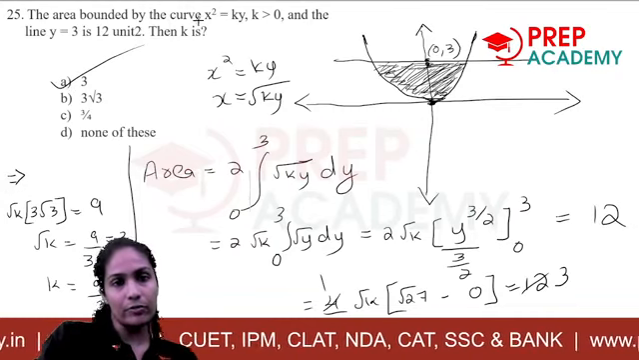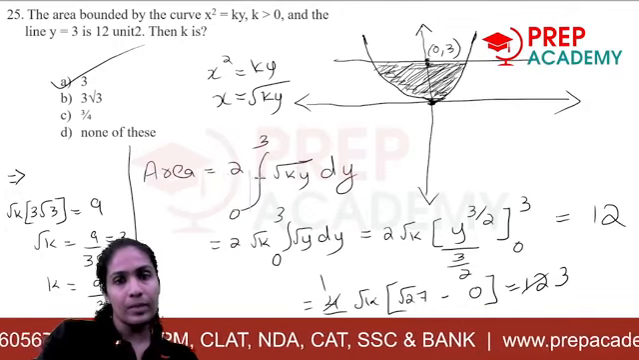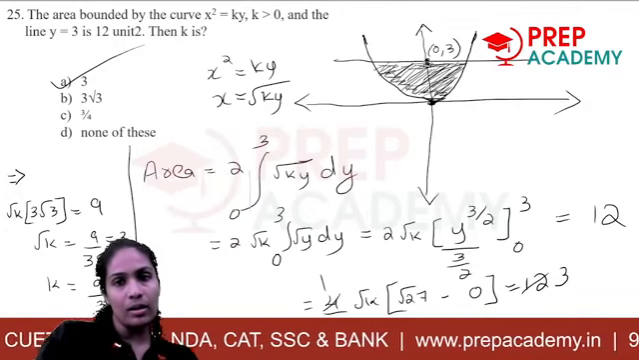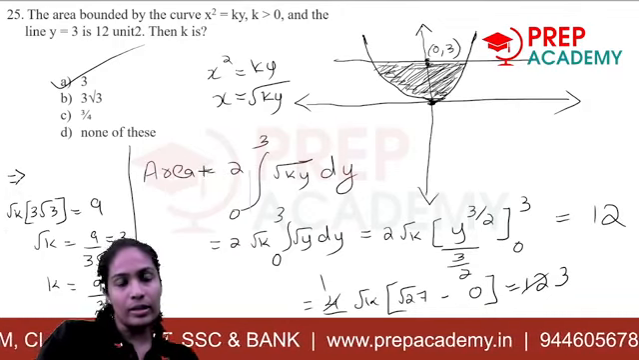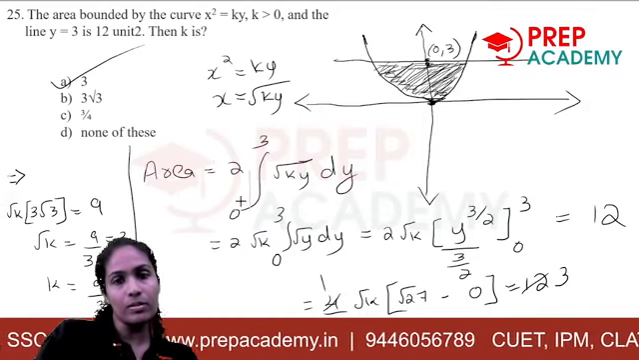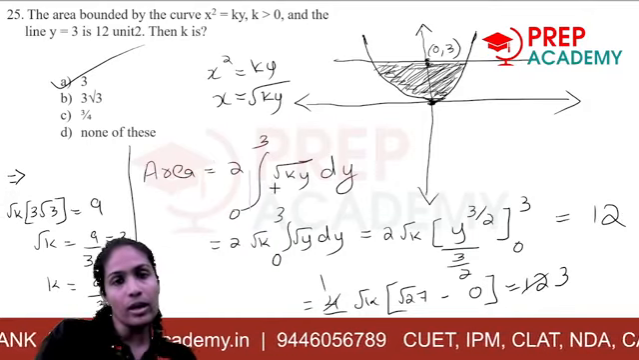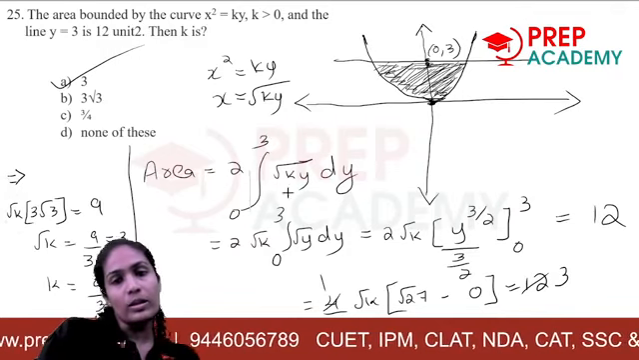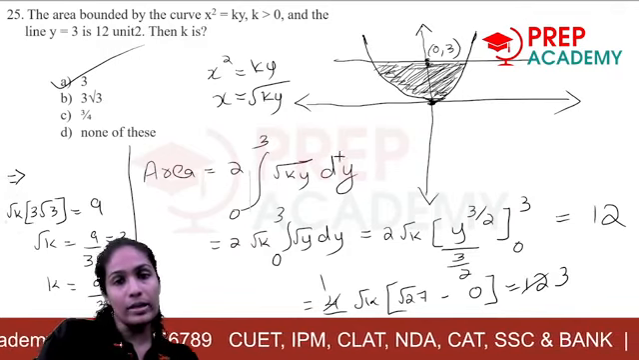Question is to find the value of k. So k is 3. Here, area is given as 12, but according to the diagram, we can directly write the area as 2 into integral of 0 to 3. The limits are of y, so 0 to 3. The function is also in terms of y, that is root ky dy.